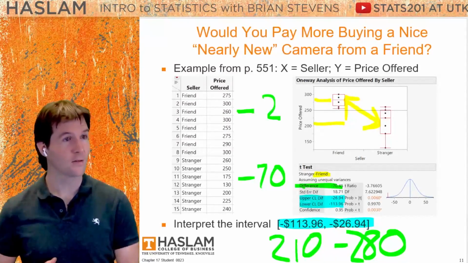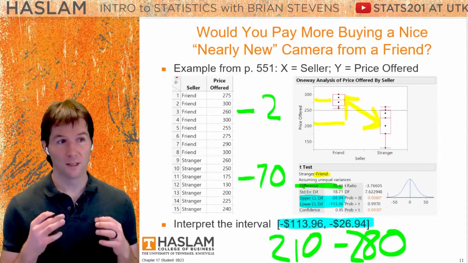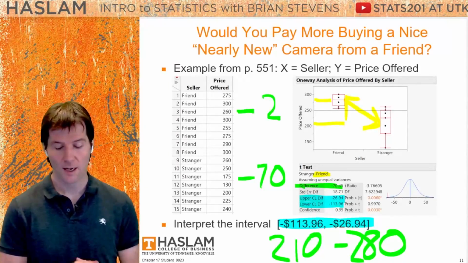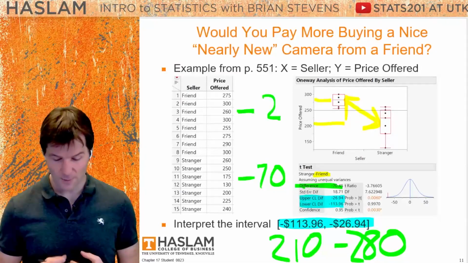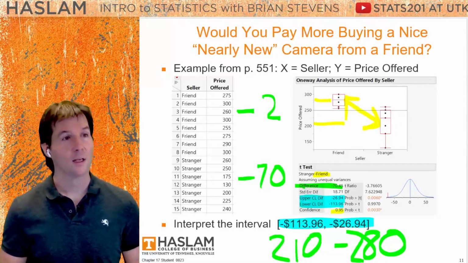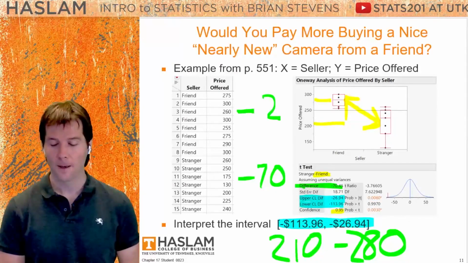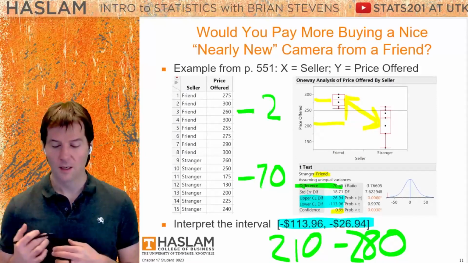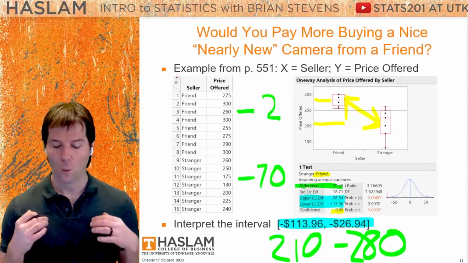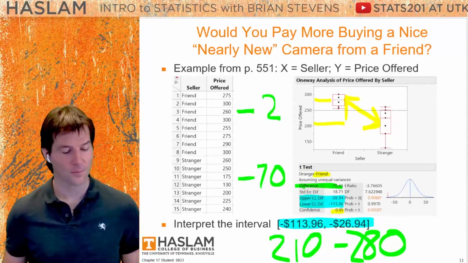When we have a negative difference up top, then the estimate for the second mean was higher. When we have a positive difference, then the estimate of the first mean was higher. And I am 95% confident, 95 taken down here in the output, that the true difference between how much a friend and stranger would pay for the camera is that a friend would pay between $26.94 more to $113.96 more for a camera.